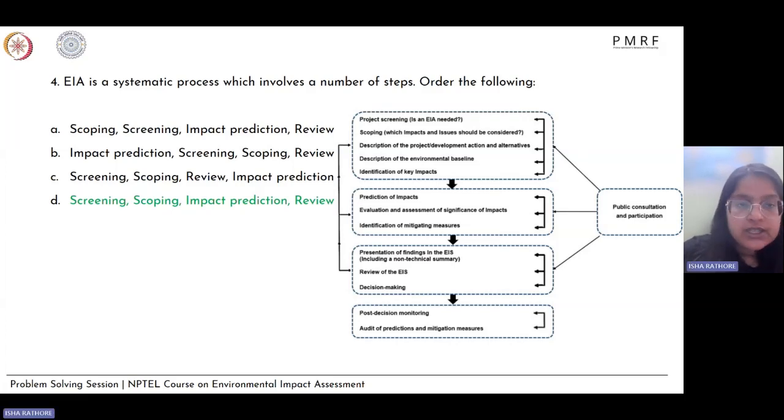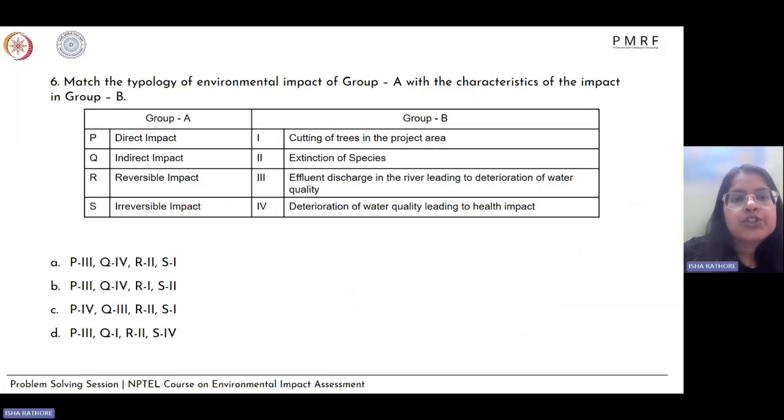Okay, moving on to the next question. Match the typology of environmental impact of Group A with the characteristics of the impact in Group B. So you have different types of impacts mentioned in the Group A column, and in Group B, we have different examples or characteristics of those impacts. Okay, so the correct answer is B. So that direct impact is effluent discharge in the river leading to deterioration of water quality.